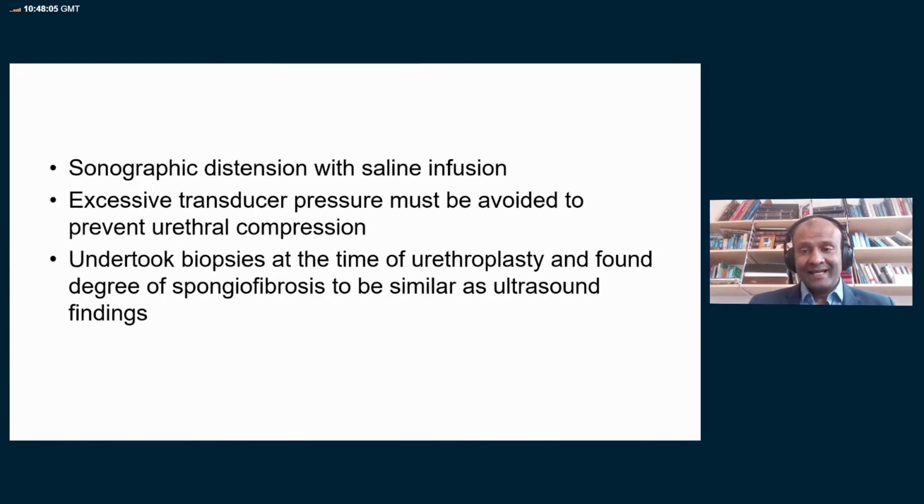So they did distend the urethra with saline. They suggested that you avoid transducer pressure to prevent urethral compression as you press with your transducer. And also, specifically for this paper, they took biopsies at the time of urethroplasty, and they postulated that the degree of spongiofibrosis they found in histology was the same as it was on ultrasound.